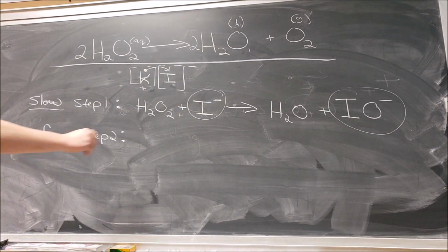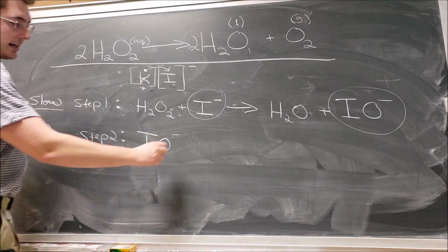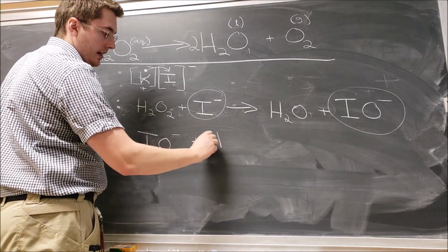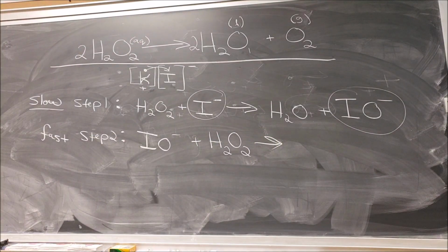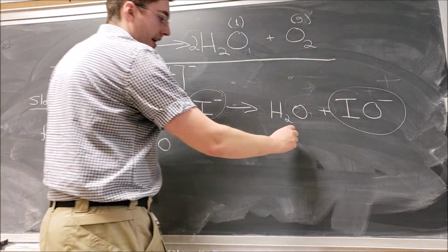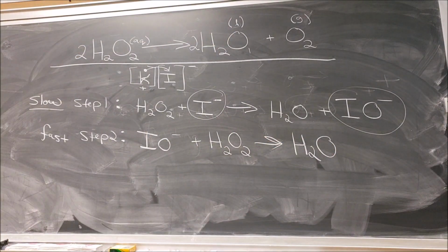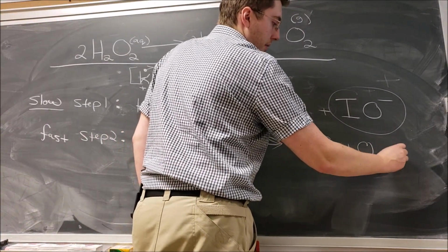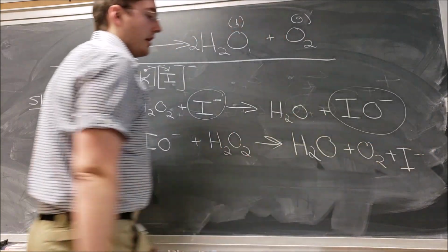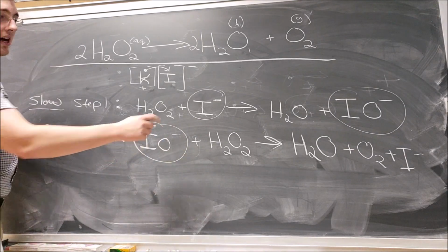So in that next step, we're going to be left with that intermediate, IO negative, and we're going to react that with another molecule of hydrogen peroxide, H2O2, and we're going to be left with our final result, H2O. And then at the end, we're going to get back what we started. We're also going to get that oxygen as well, O2. We're going to be left with what we started with, which is that I negative. And so that is your step 2. And now this is the intermediate that was produced and then consumed. This is your catalyst.